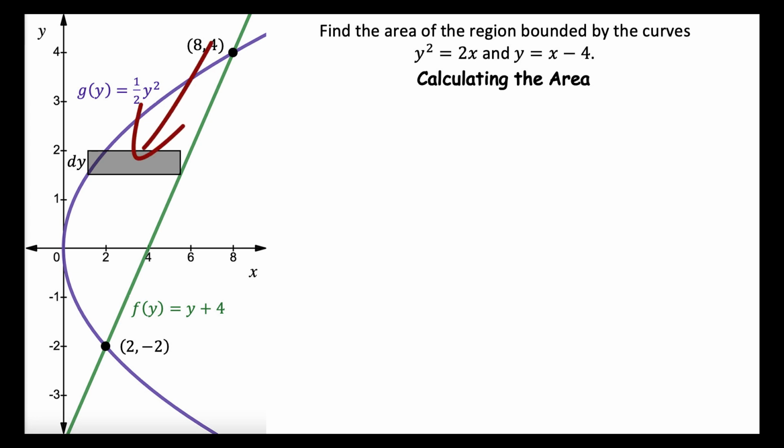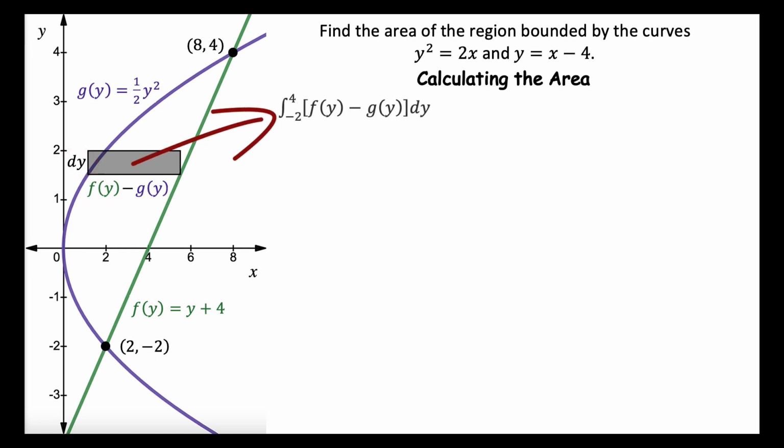Since the area of the typical approximating rectangle is the height f of y minus g of y times the width differential dy, the area of the bounded region is the integral from y equals -2 to y equals 4 of f of y minus g of y dy.